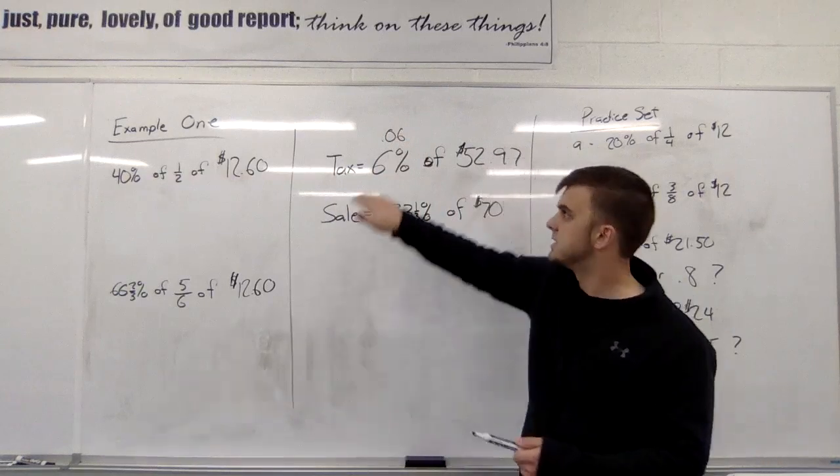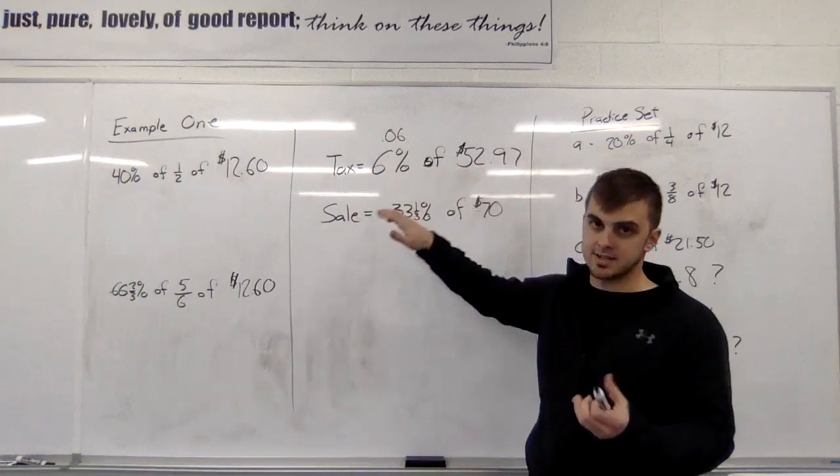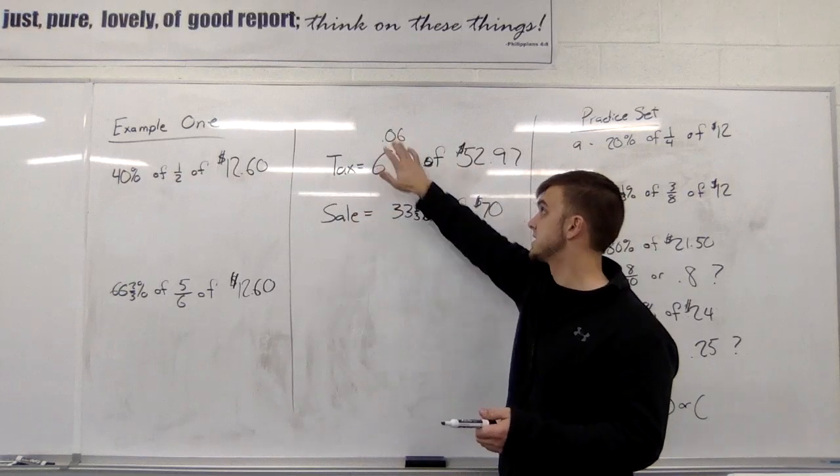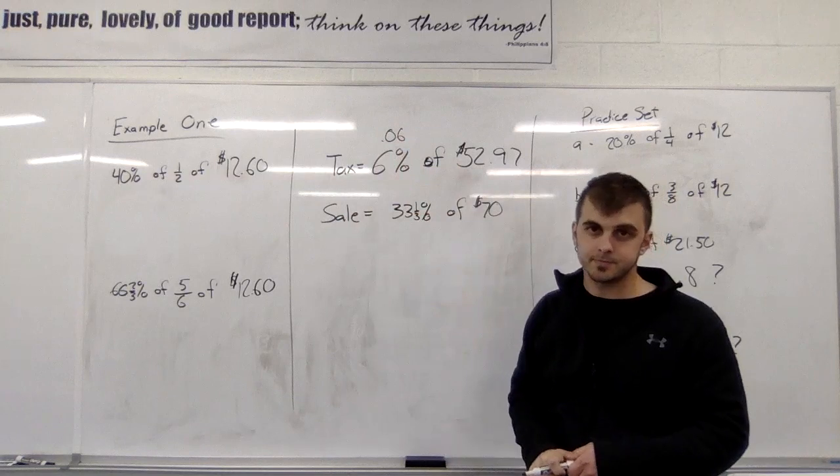And the reason you do that is because the second number is a decimal. So you wouldn't change this to a fraction. You would change it to a decimal and then multiply there.